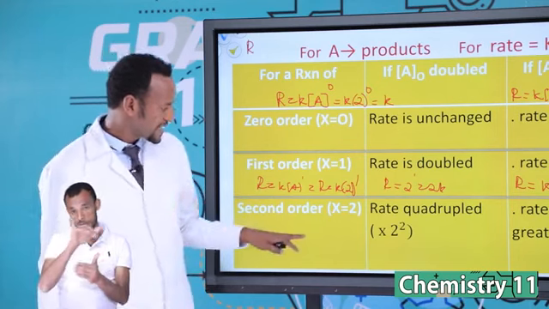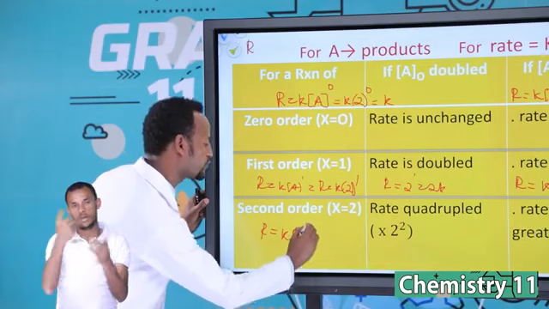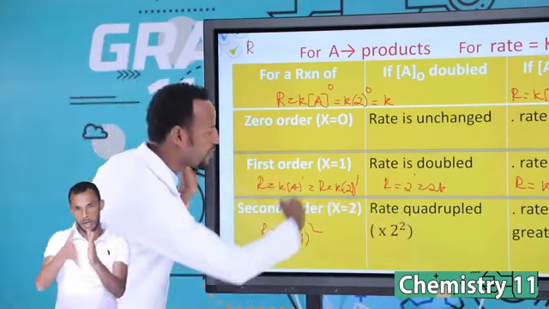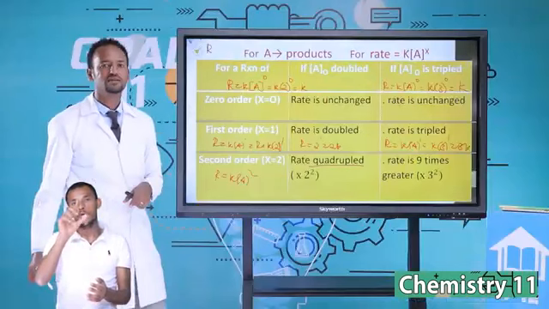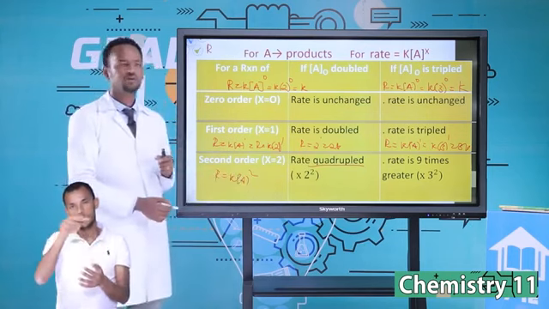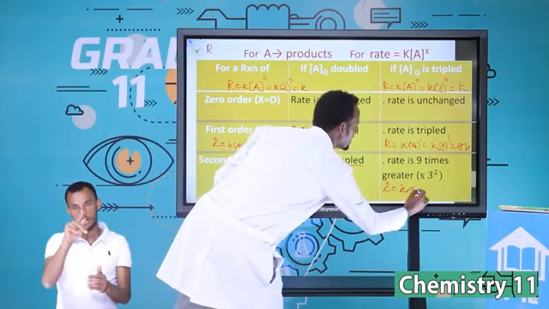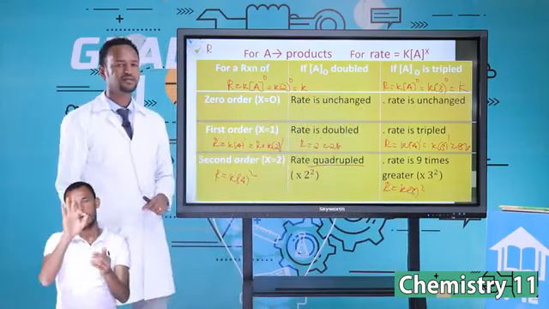Similarly, for a second order reaction, R is equal to K A to the power of 2. Doubled means 2 to the power of 2. 2 to the power of 2 is what? Quadrupled. For a second order reaction, tripled means 3 to the power of 2. R is equal to K times 3 to the power of 2. 3 to the power of 2 is 9, so the rate increases 9 times.